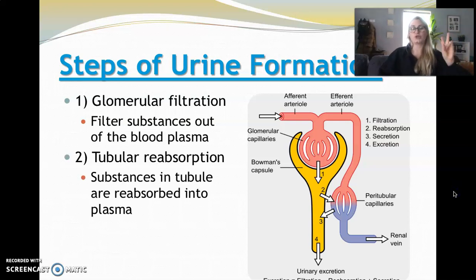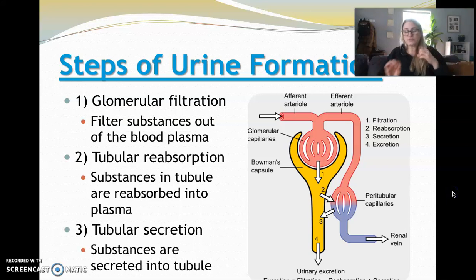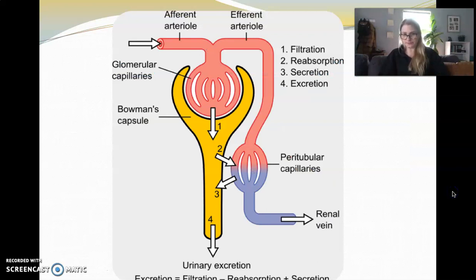Second, tubular reabsorption. We are reabsorbing things back into our bloodstream. Finally, tubular secretion. We are taking things from those peritubular capillaries and we are pushing them back into the nephron so that we can then urinate them out.